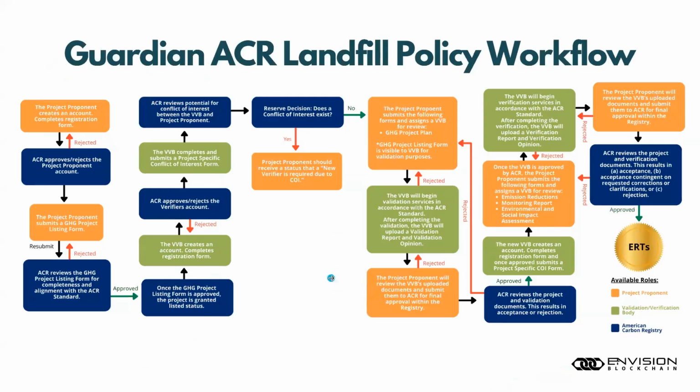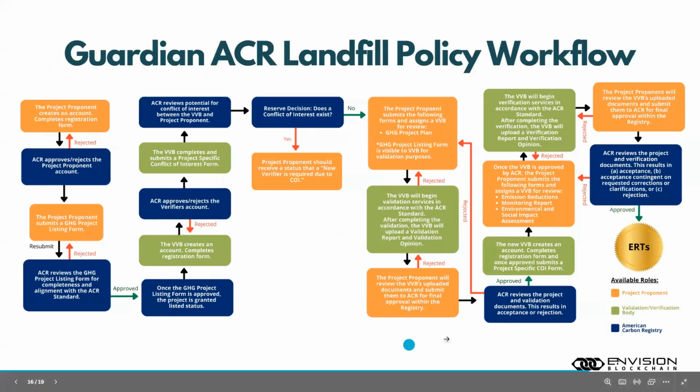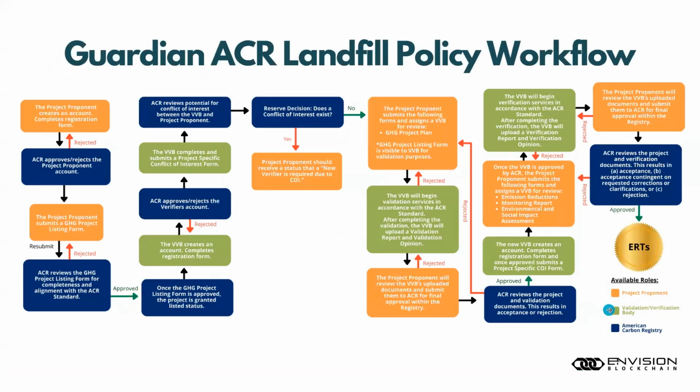Okay, so before we move into our demo, this is going to be the flow that we are following. So here you'll see that we have different roles like the project proponent, the validation verification body, and the American Carbon Registry, which could be our administrator. So starting from the top, we have where we are creating this project proponent account. We're collecting all the information we need from them, and the administrator can go ahead and approve or reject that account.